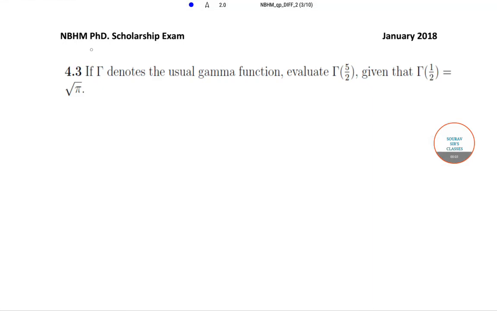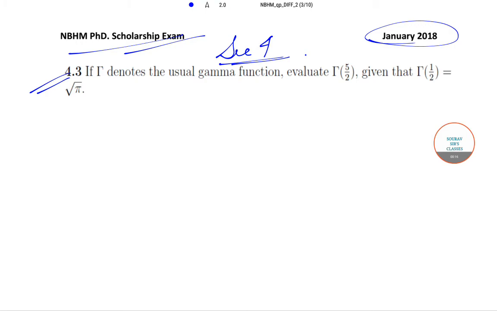Today we will be solving the NBHM PhD Scholarship Exam questions from the January 2018 paper. We will be solving questions which came in section 4 of the paper. In question number 3 from section 4, it has been given that the gamma function is given, and we need to find out the value of gamma function 5 by 2, and we have been given that gamma function of 1 by 2 is equal to root over pi.